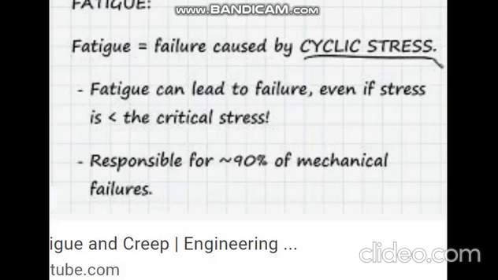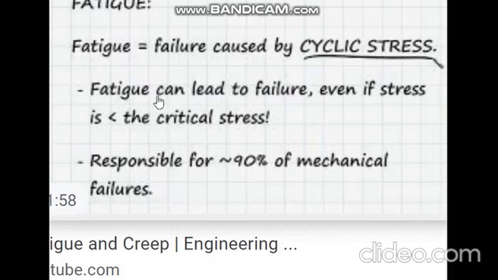Okay, and what are those axles made of? Axles are not made of cast iron. Axles are made of steel. Steel is a ductile material. So what is the critical stress for that axle of the railroad? It is the yield point.